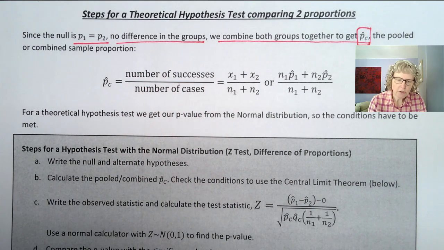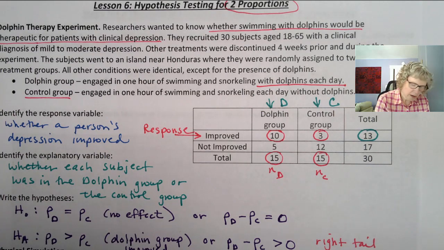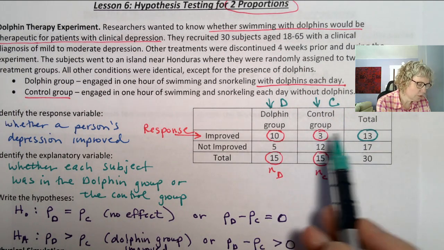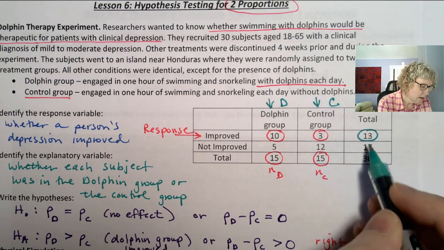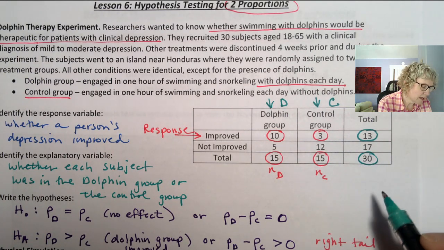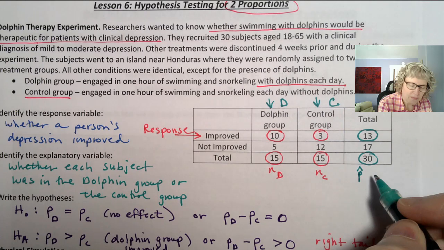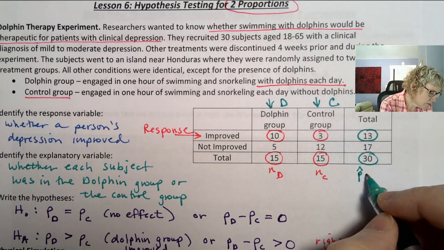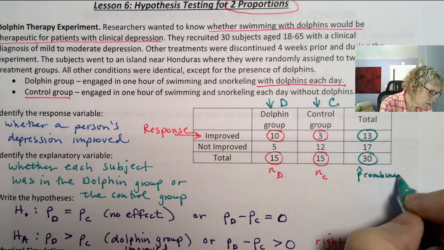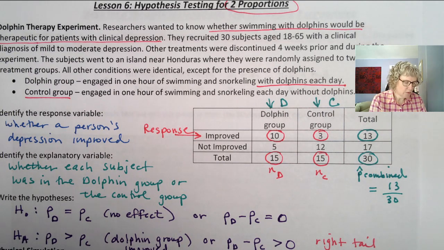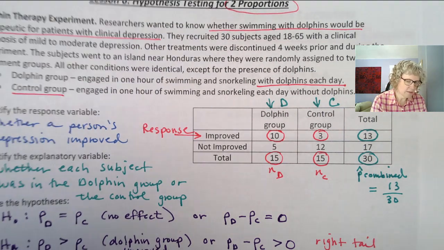Okay, and so let me show you again back in our dolphin example. This is where I mentioned the 13 was going to come up again. The total improved were the 10 in the dolphin group and the 3 in the control group, and that total is 13 out of 30. So I'm going to write P hat combined, since I've already have a P hat C on this page. P hat combined is 13 out of 30.